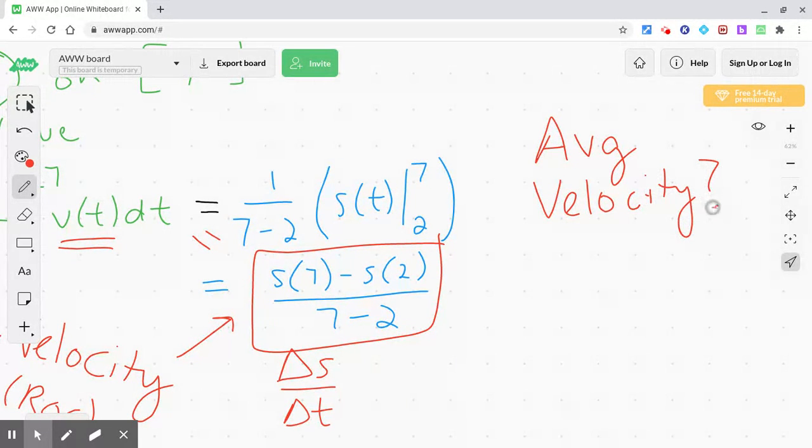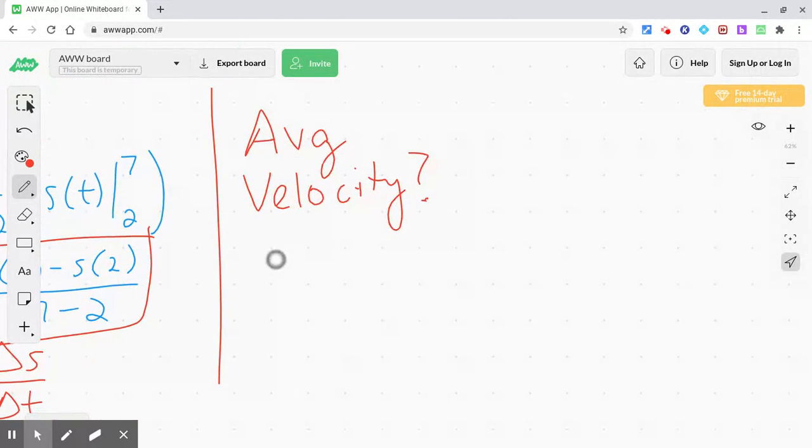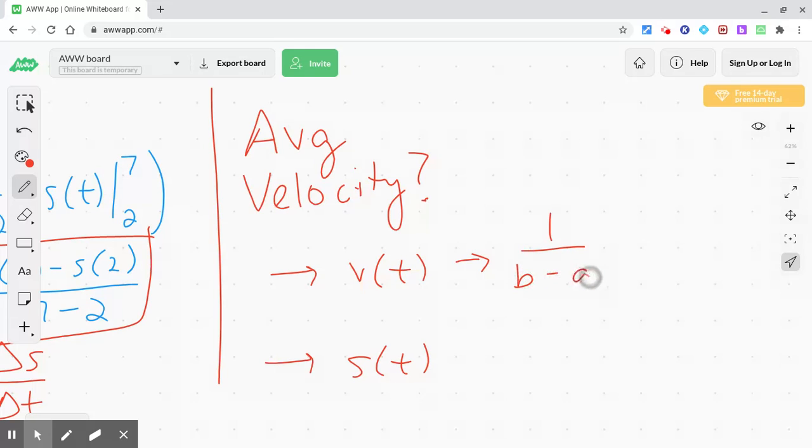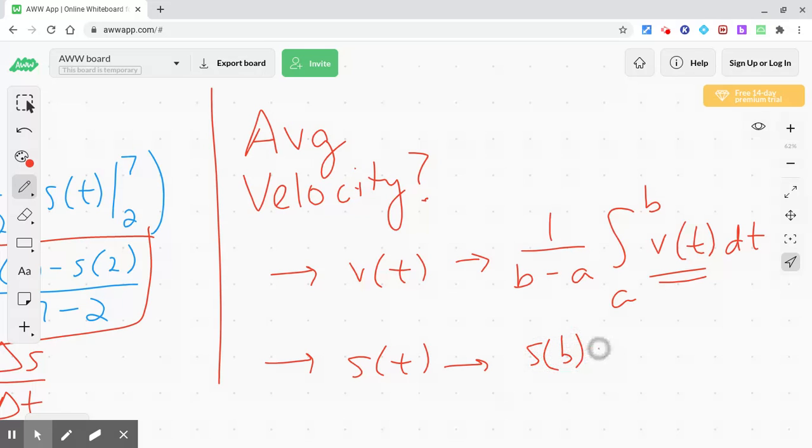So if you're ever in a situation where you're asked for an average velocity, for instance, the next question that you should be asking yourself is, what do I have? Am I given a velocity function, or am I given the position function? If I'm given a velocity function, I'm going to use my average value integral to find the average velocity of my given velocity function. If I have a position function, I'm going to do change in position over change in time.